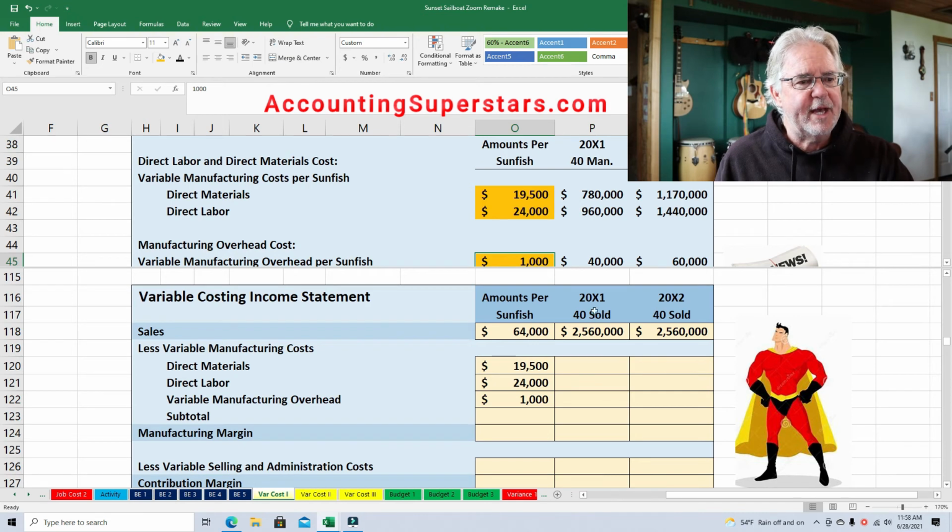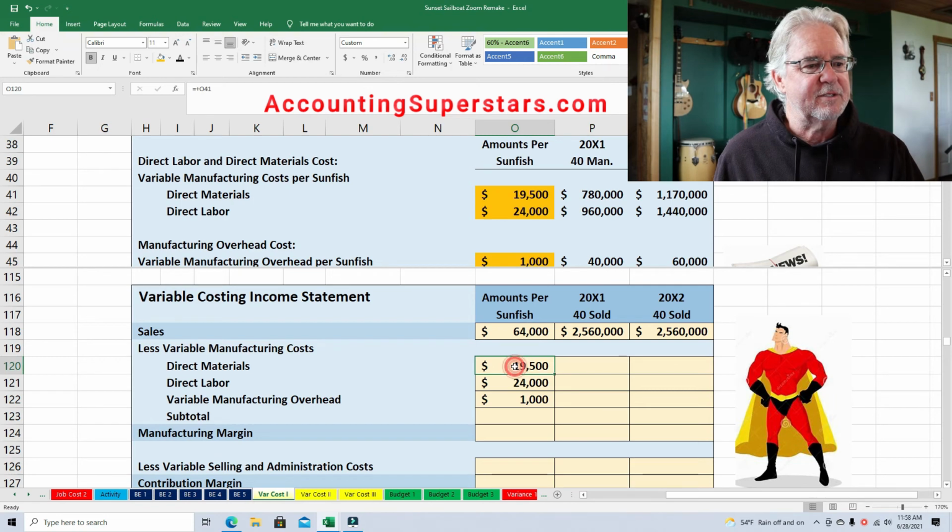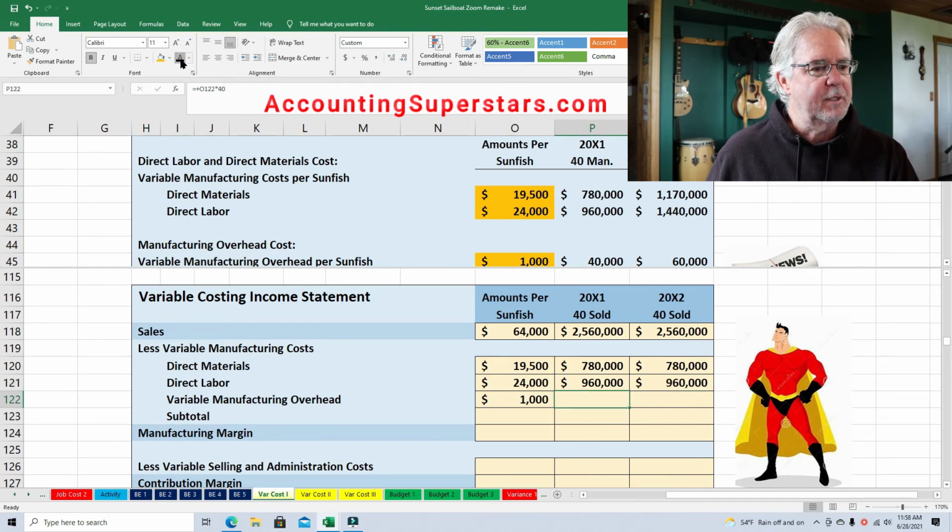And to get the 2001 and 2002 numbers, I could just copy them from right up here, which is exactly what I did. Or you could multiply if you want to. If you like multiplication, you can go 19,500 times 40 boats sold, and you're going to get 780. And 24,000 times 40, there you go. See, all the numbers are identical. There you go, 40 and 40. All right, 1,000 times 40 is 40,000.